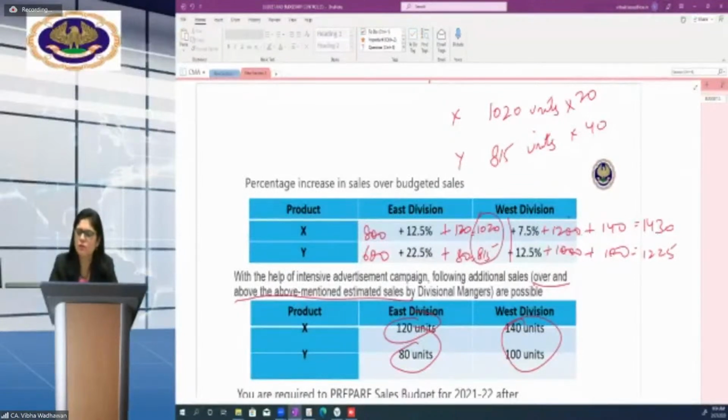That is more than half of the question done if you are able to calculate the new sales volume, and per unit you already know 2 rupees has increased for X and 2 rupees has reduced for Y. So this is how we do it. I hope you have understood, students.